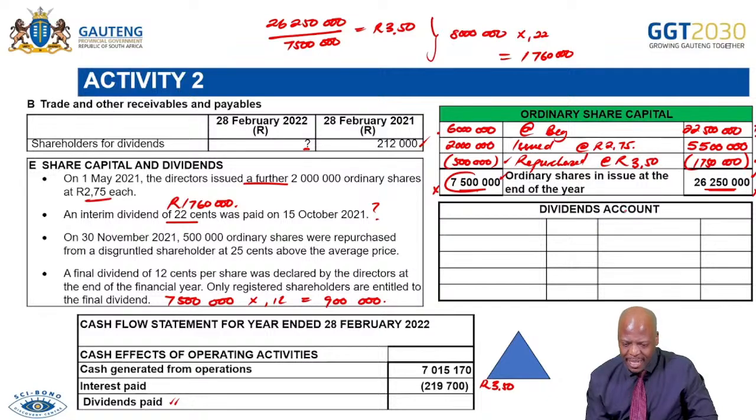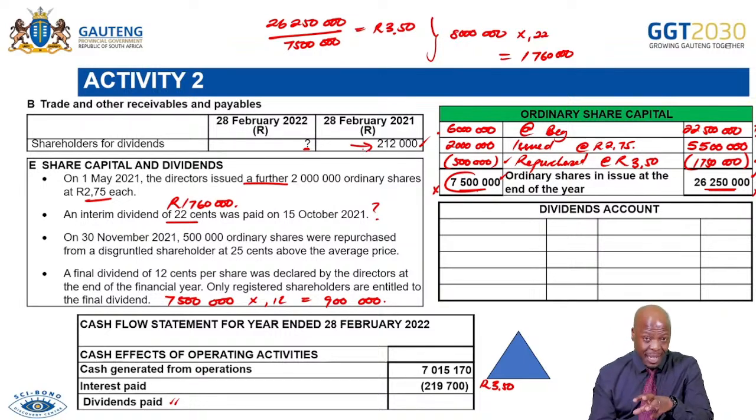All right, so we are now going to say, in my dividends account, I'm going to open it with the balance owing in the previous year. In this class, I'll do a dividends account. In the next class, I'll do the note. And in the other class, I'll keep changing the methods so that you get exposed to everything.